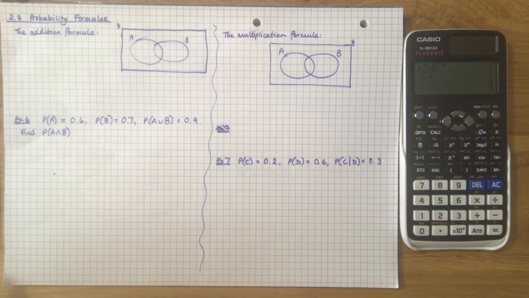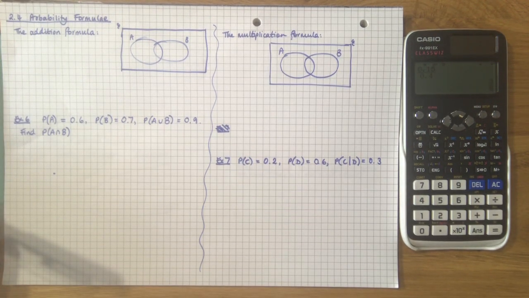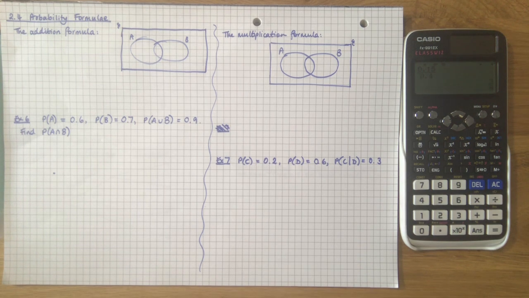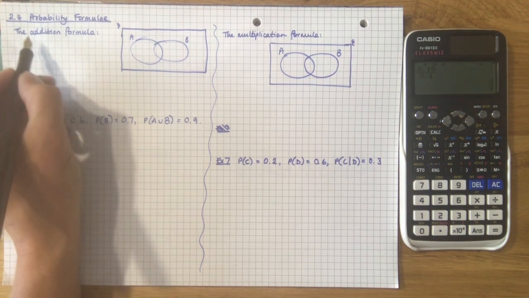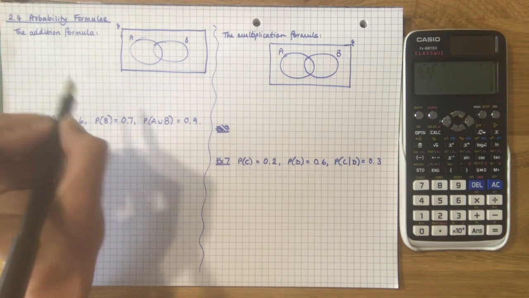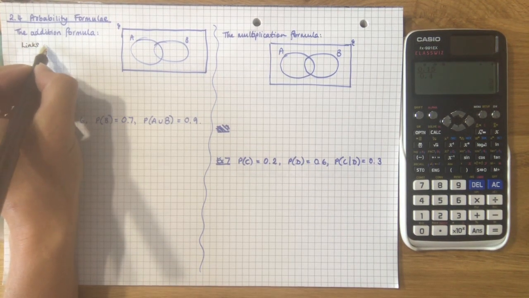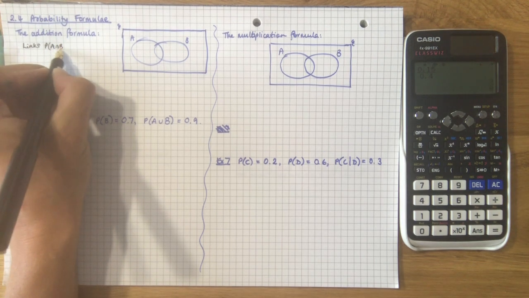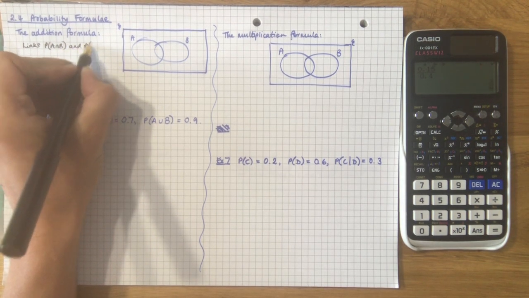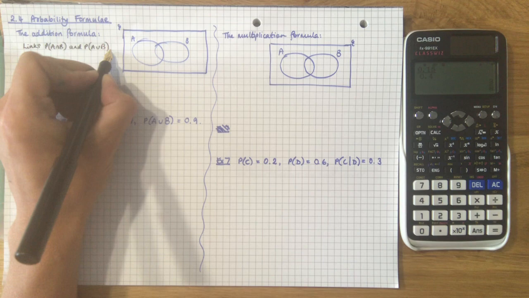For our penultimate probability video, we're going to consider the ideas we've looked at already and how we can generate some formulae for them, which can help us to work out the answers to certain questions. The first one we're going to look at is called, colloquially, the addition formula. This is a formula that links the intersection and the union of A and B.